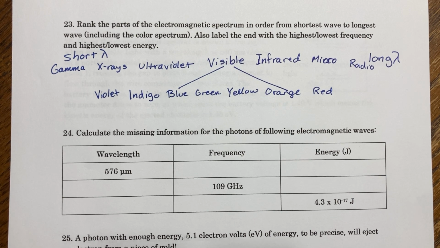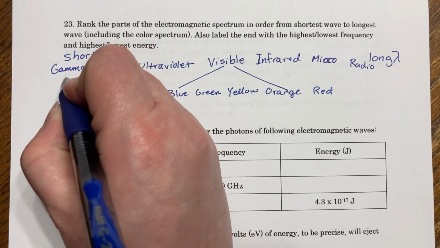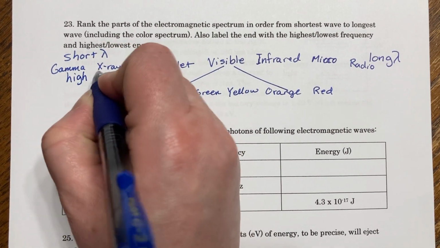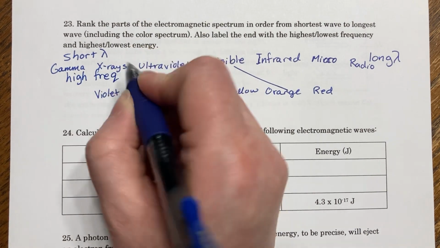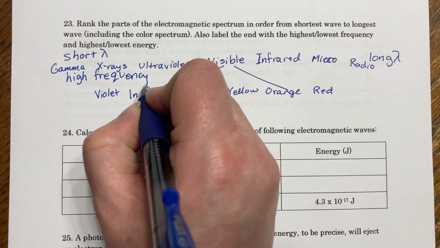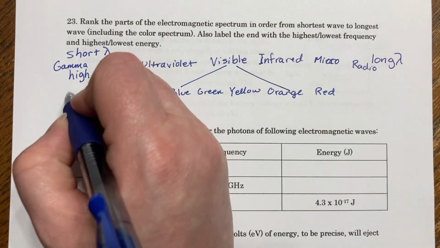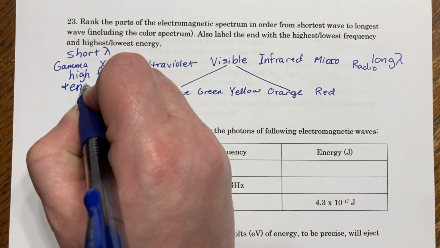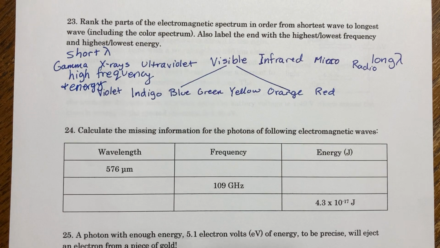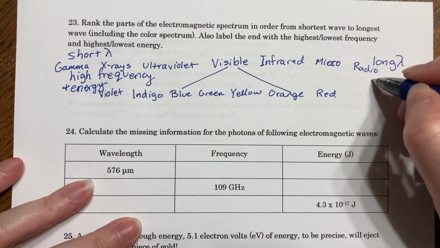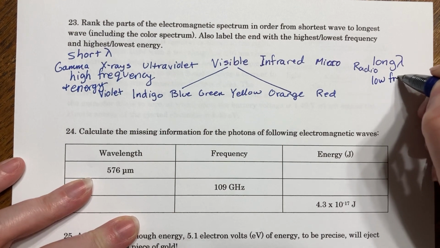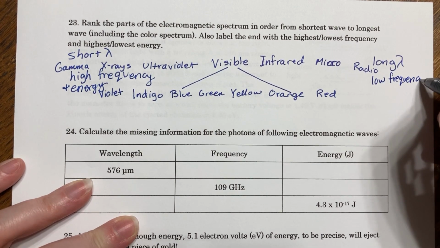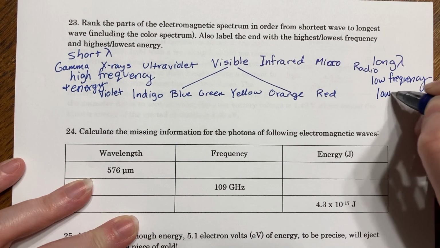So if you have a small wave with a small wavelength, then your frequency is going to be really high. So this is high frequency. And if it's high frequency, that means it's high energy also. Because remember, E equals hf, so if f gets really big, then E is going to get big. So this end is low frequency and low energy.